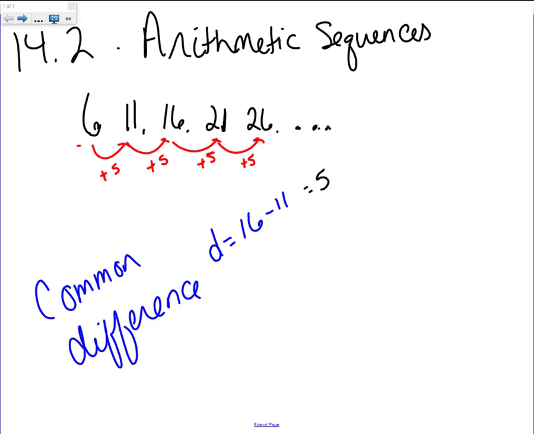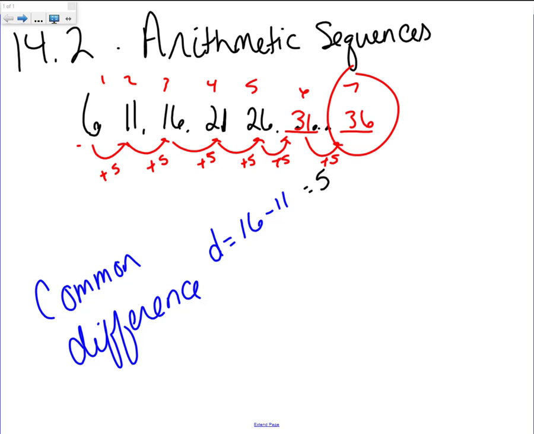What I like about Chapter 14 is that there's going to be a number of different ways that you can find these answers. So for example, with what you know right now, you could find what the 6th or the 7th term would be. You could add 5 here and the next one would be 31. You could add 5 more and find that the 7th term is 36. A sub 7, 7 meaning the 7th term, is 36.